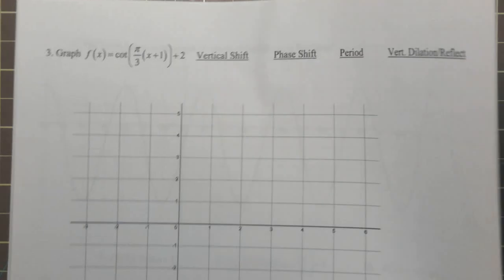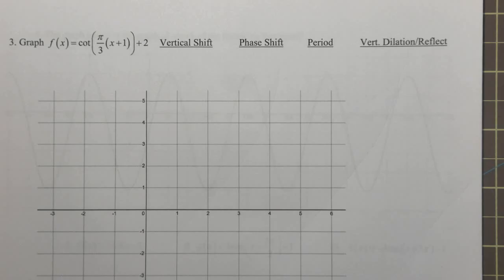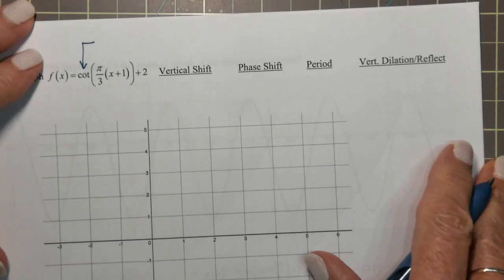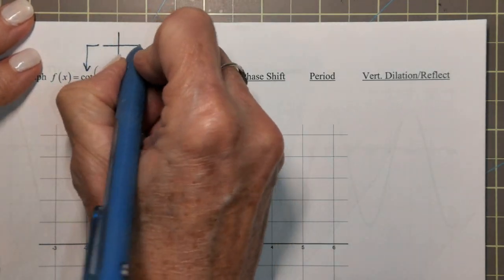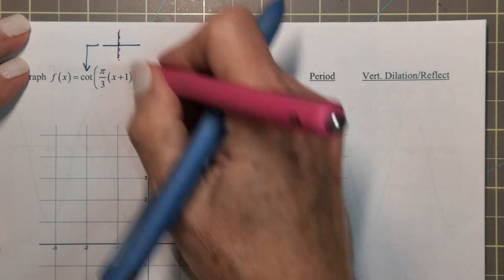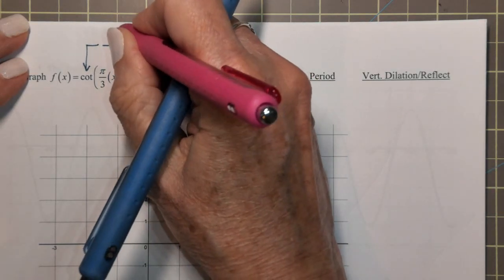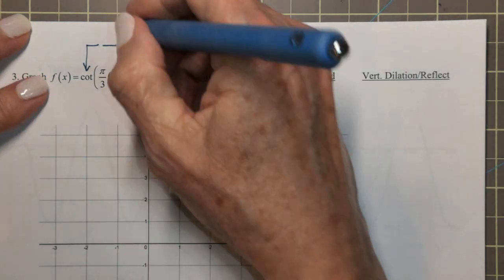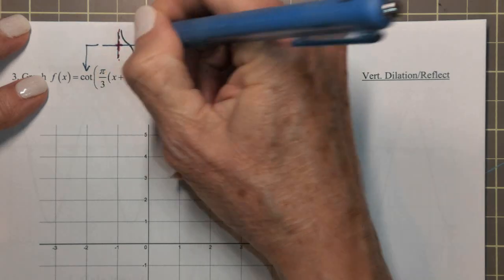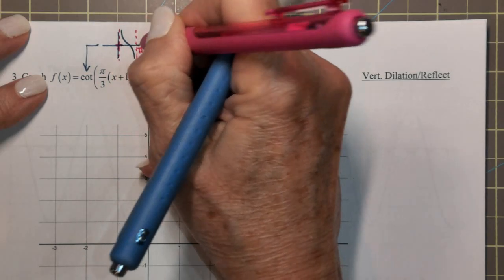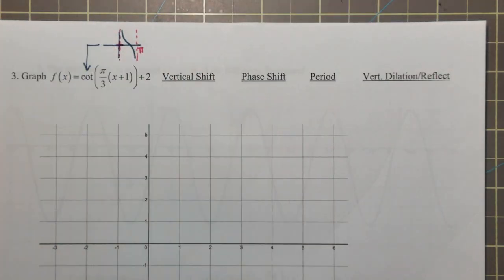Okay, let's do a cotangent. So for cotangent, first of all, what does that normal graph of cotangent look like? The normal graph for cotangent has a vertical asymptote right on the y-axis, doesn't it? So wherever our origin is, it has a vertical asymptote right there. And then cotangent is always decreasing, isn't it? And it has another asymptote. The period is pi, so this is pi. 0 to pi for cotangent.